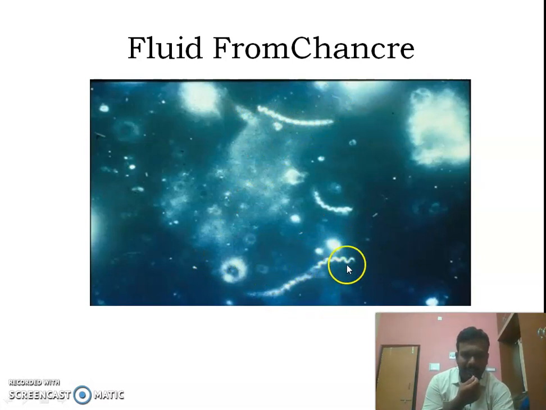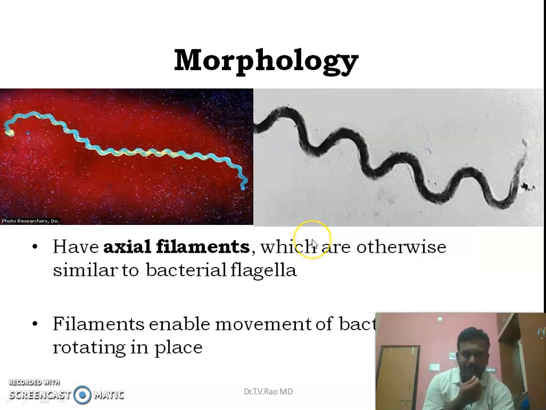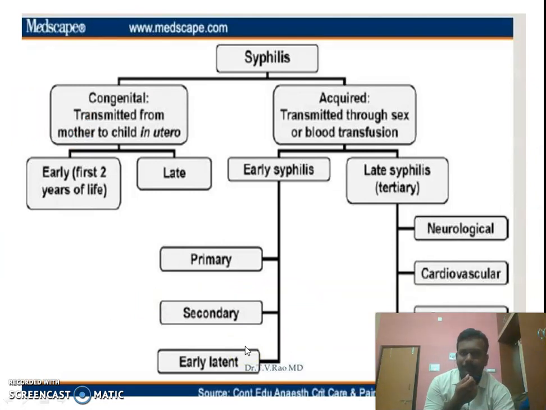The spiral shaped bacterium is our Treponema pallidum, and its movement is possible with axial filaments. These axial filaments are essentially flagella. All other bacteria have flagella for their movement, and our Treponema pallidum has axial filaments. These axial filaments enable the movement of the bacterium by rotating in place.